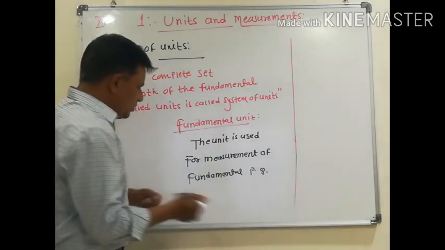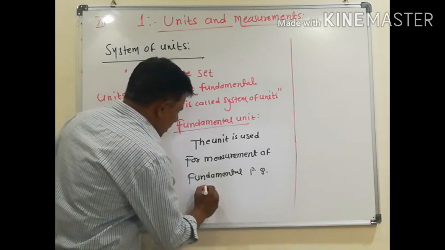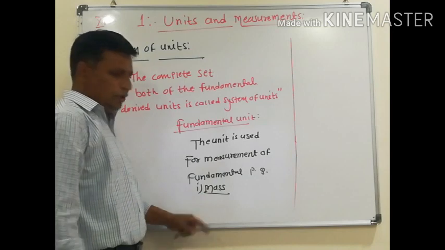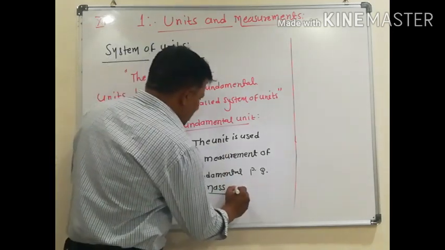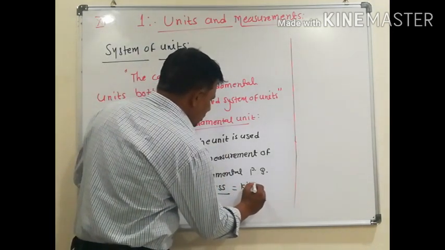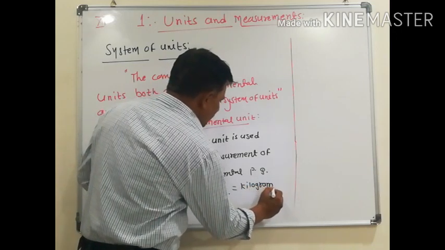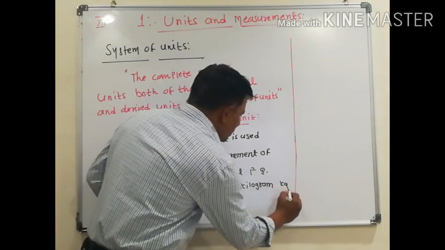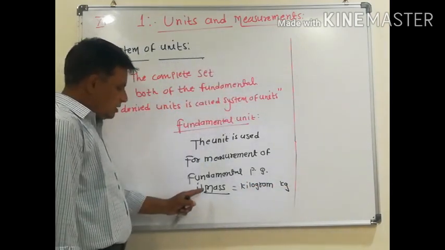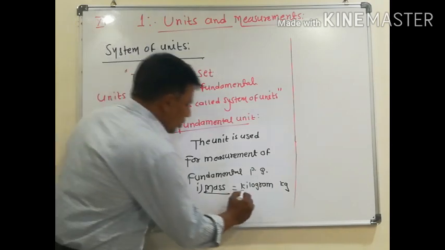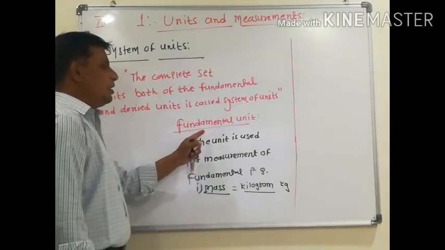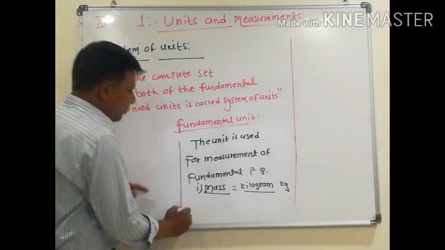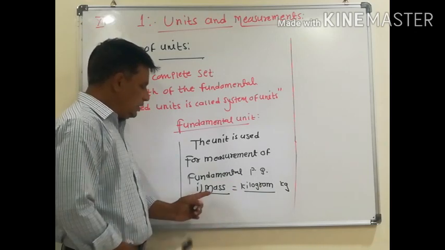Look here. So what is fundamental unit? Take mass. Mass is a fundamental quantity. So what is the fundamental unit? That is the SI base unit, kilogram. The symbol is kg. So mass is a fundamental quantity, and kilogram is the fundamental unit. So the unit is used for measurement of a fundamental physical quantity.